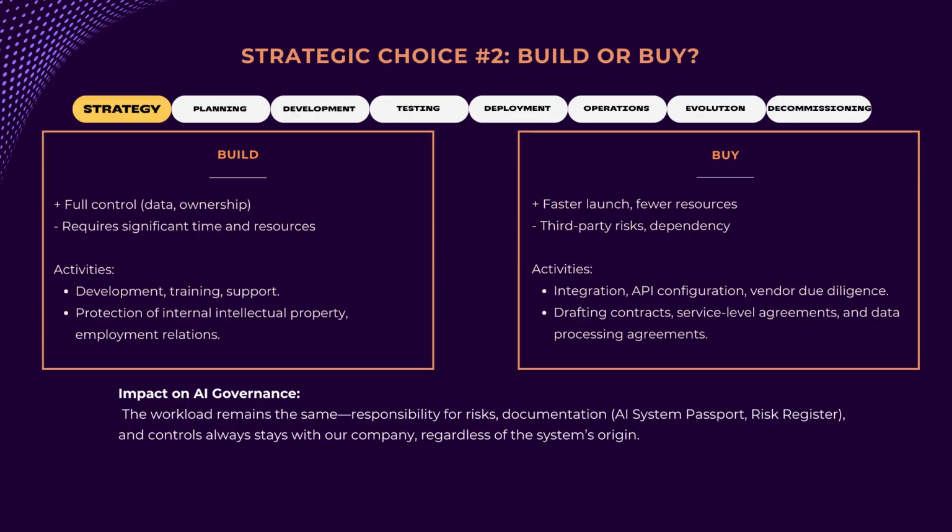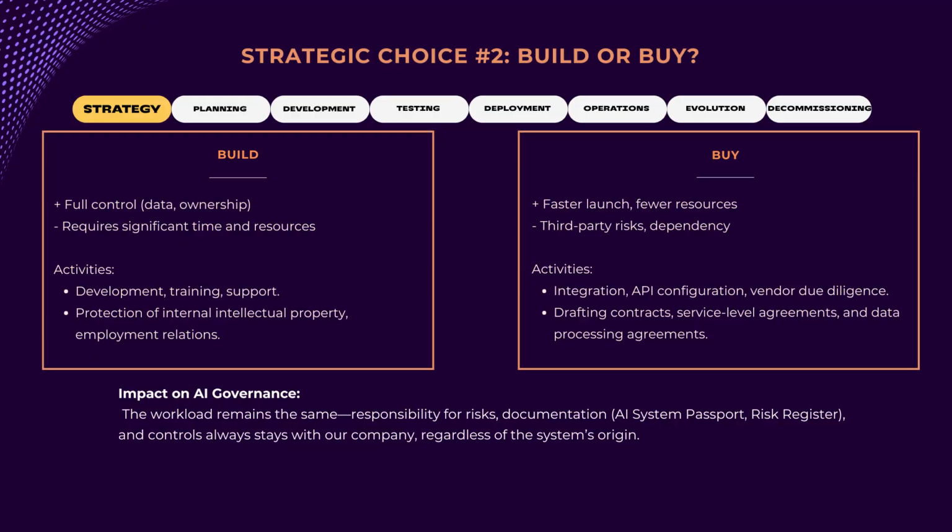For the technical team, the content of lifecycle stages changes dramatically. In the buy scenario, development and training are replaced by integration, API configuration, and comprehensive vendor due diligence. For lawyers, the focus shifts from protecting internal intellectual property to carefully crafting contracts, data processing agreements and service-level agreements with vendors and contractors. What changes for us, AI governance specialists?